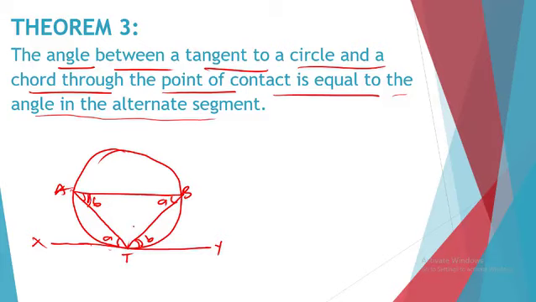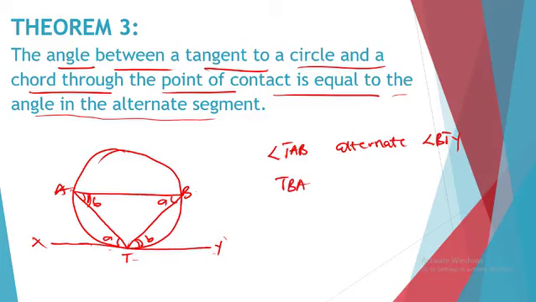Looking at the angle here, we have triangle TAB. Is that correct? And this triangle TAB is alternate to triangle BTY. Okay, it's alternate to triangle BTY, which is B, T, and Y.